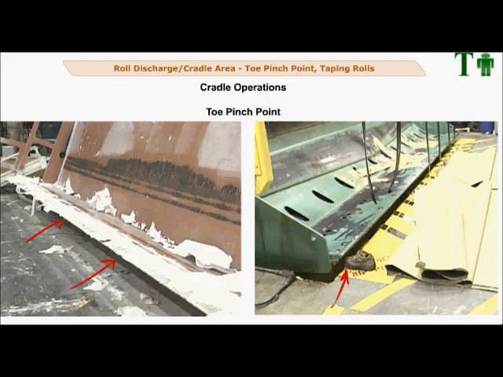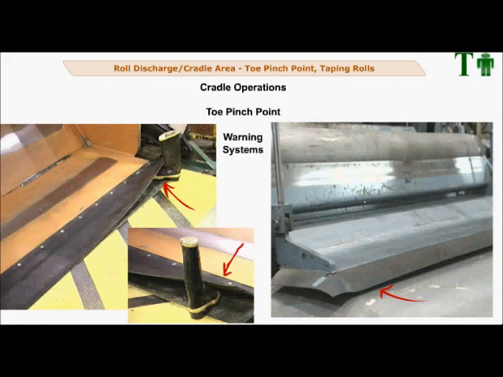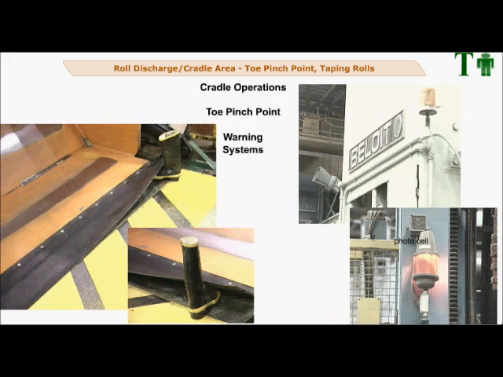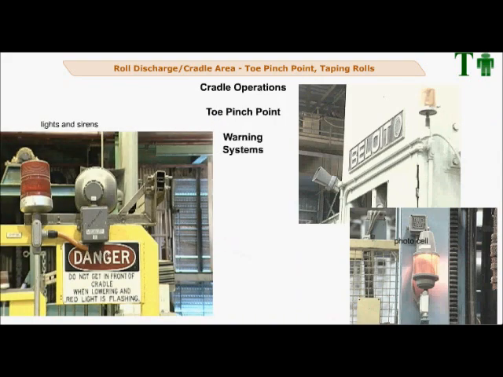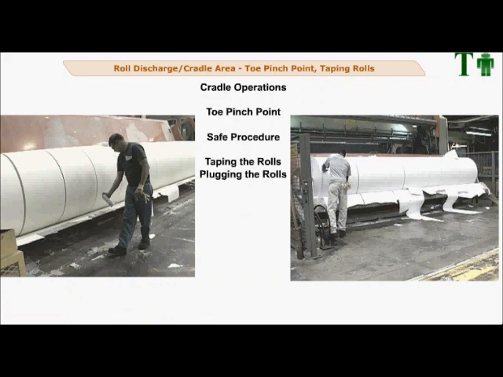Toe pinch point, taping rolls. A serious toe pinch point exists when the cradle is moving to the lowered position to the floor. It will crush your foot. Be aware of this dangerous hazard. Make sure that all of the available warning systems are functioning properly, which may include rubber strips on the discharge end of the cradle, warning lights or sirens, bells and whistles, labeling and or warning signs, photo eyes, or electric e-stops. Each mill is responsible to develop a safe procedure for taping finished rolls and plugging cores.